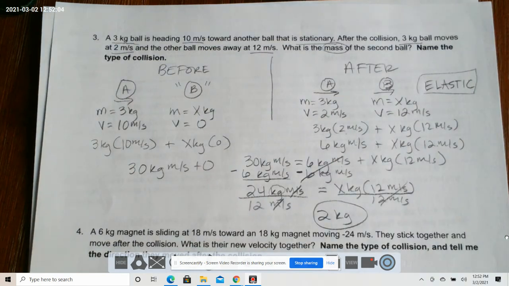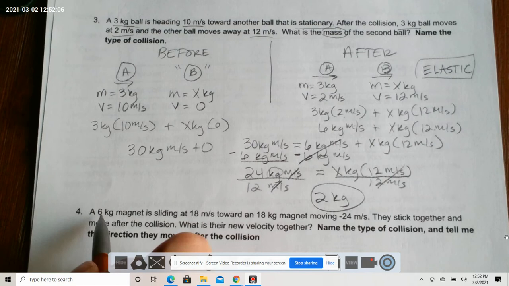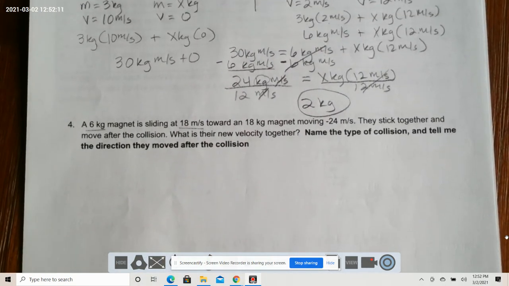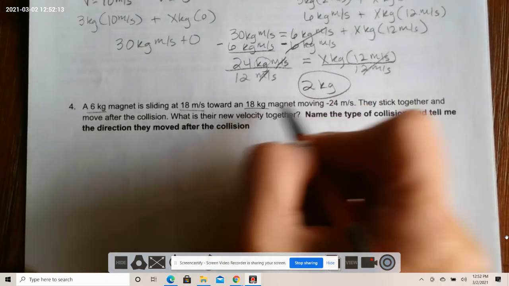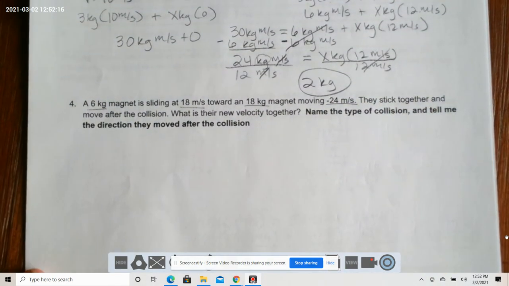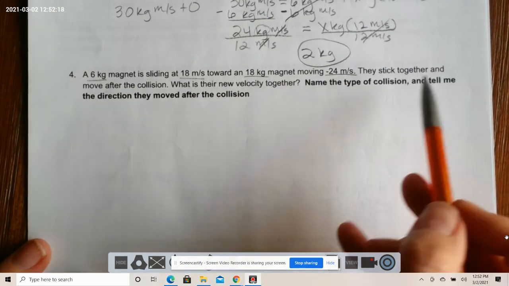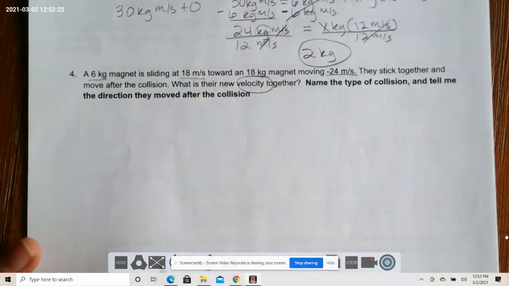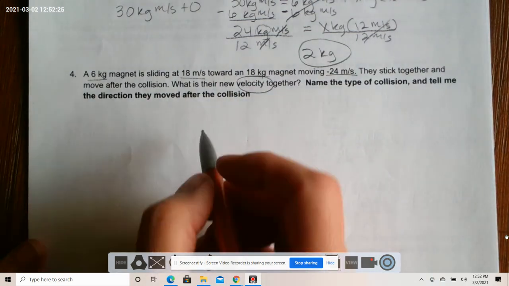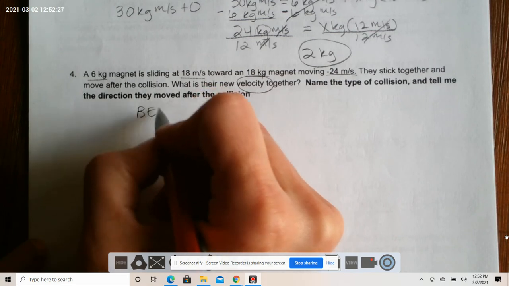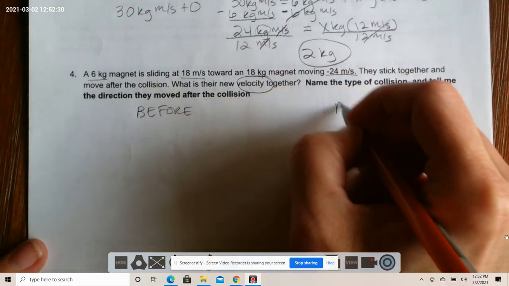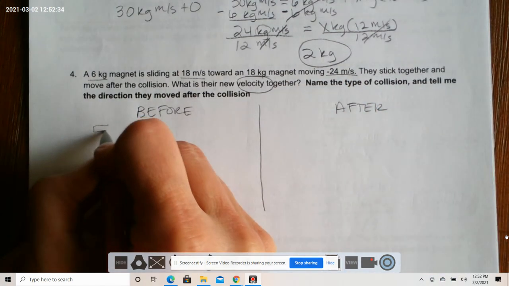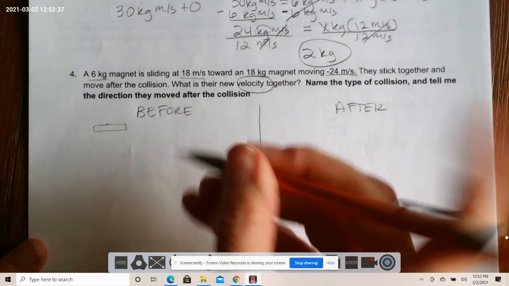Okay, a 6 kilogram magnet is sliding at 18 meters per second toward an 18 kilogram magnet moving negative 24 meters per second. Well, they're magnets, so they're going to stick together and move after the collision. What is their new velocity together? So the new velocity is what we're looking for after they stick. So before and after, we've got a magnet and another magnet.